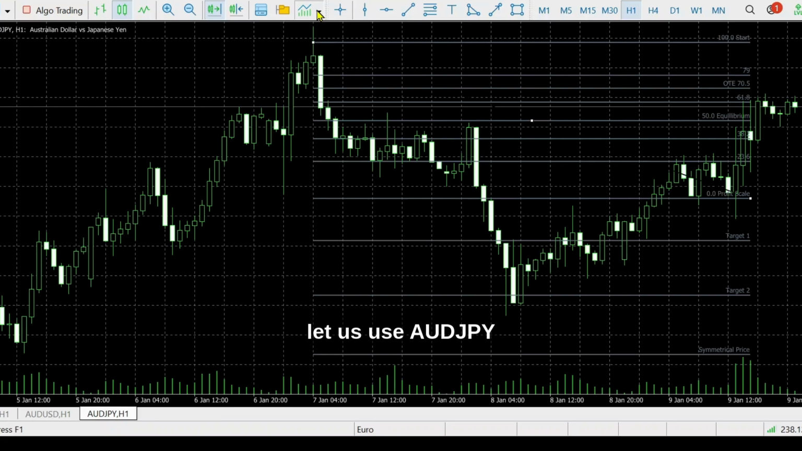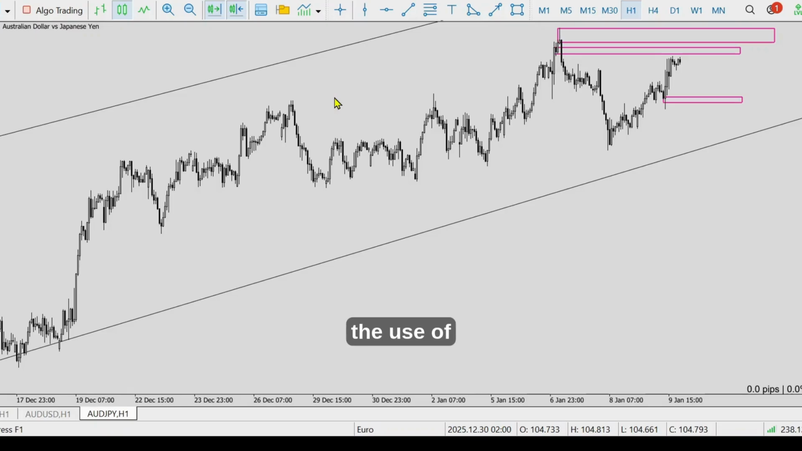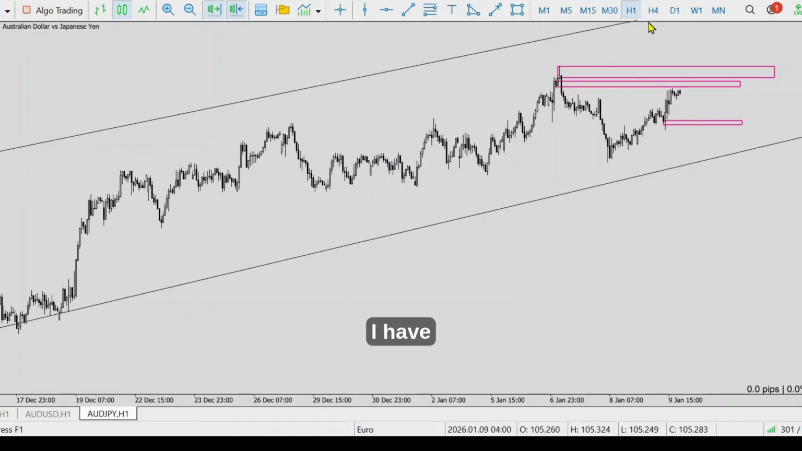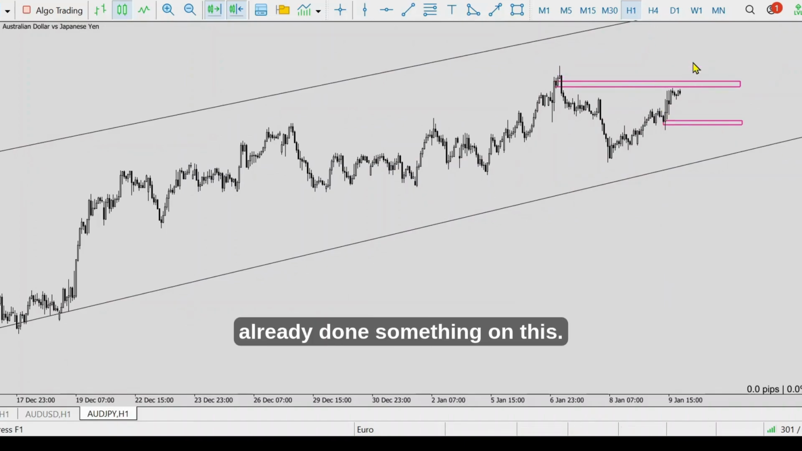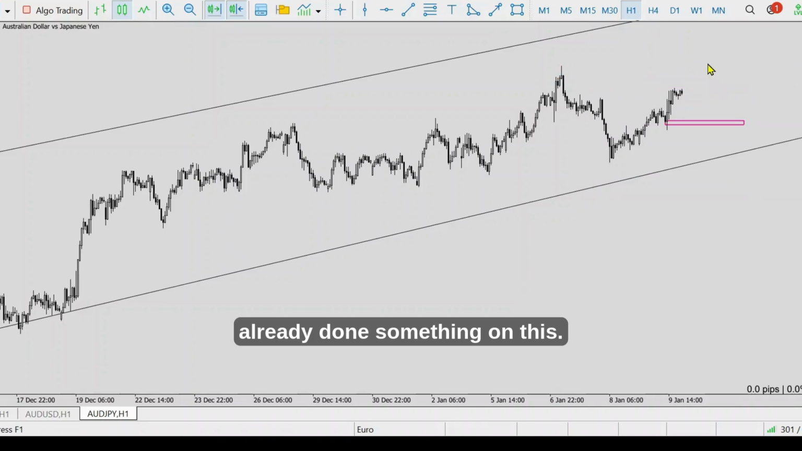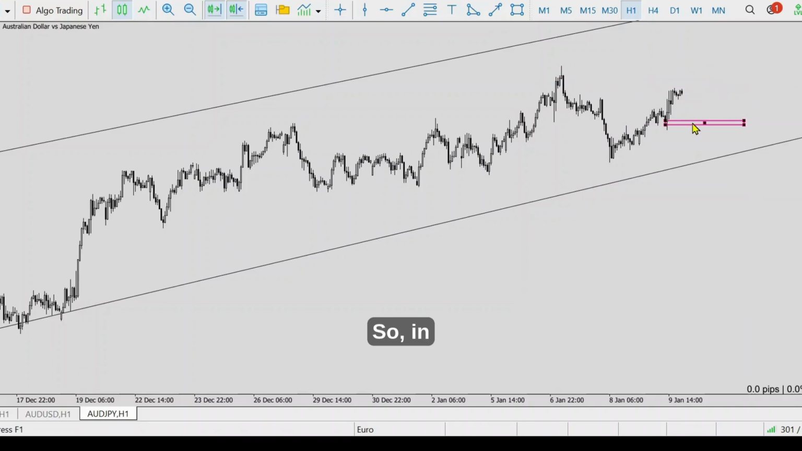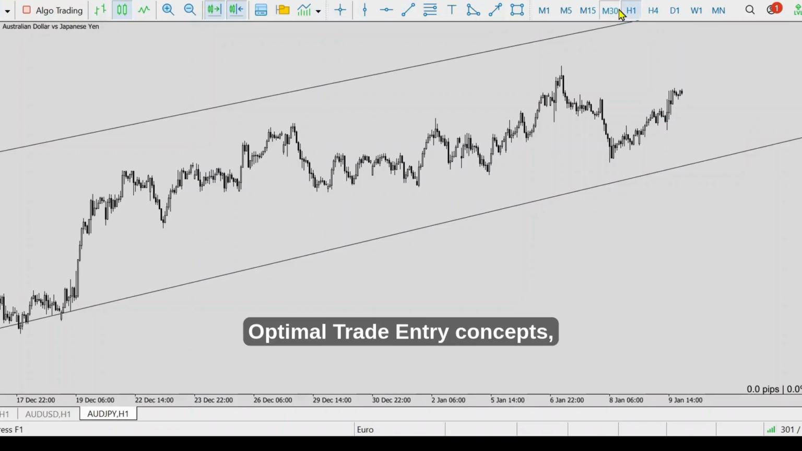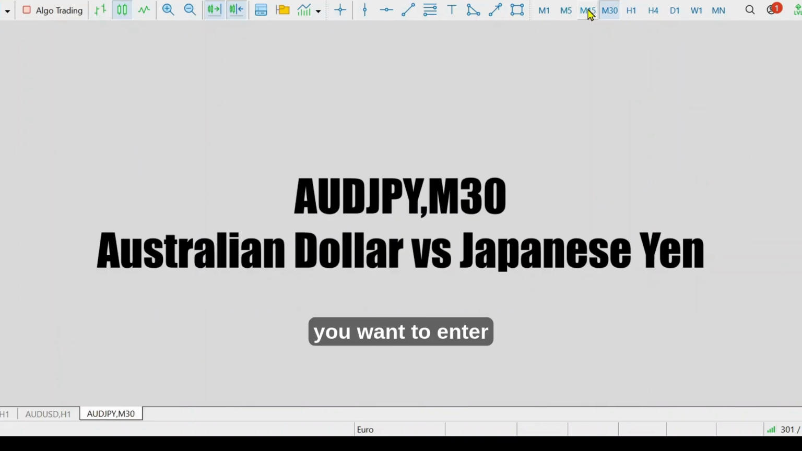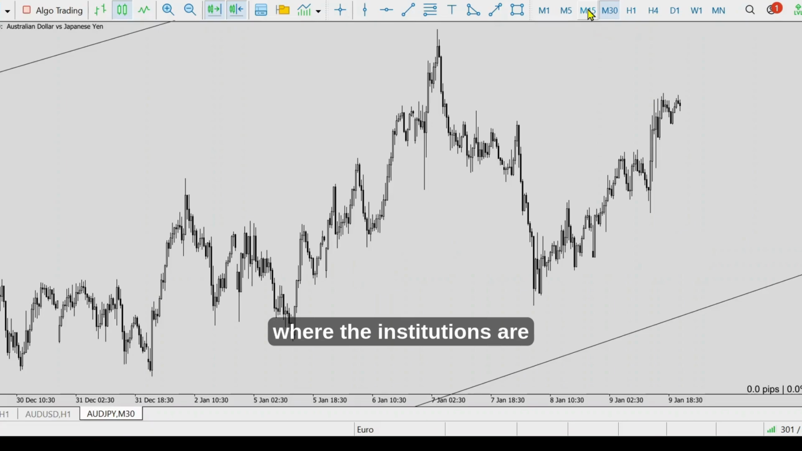So let us use AUDJPY to analyze or demonstrate the use of optimal trade entry. I've already done something on this. In the optimal trade entry concept, you want to enter where the institutions are also entering. You want to enter at a discount area.